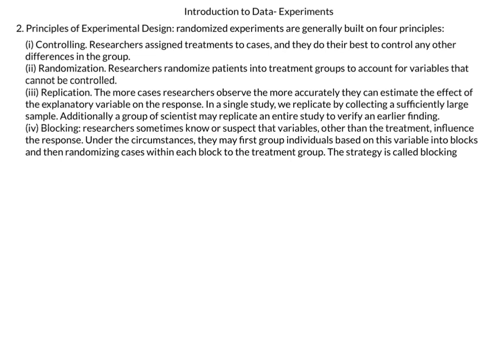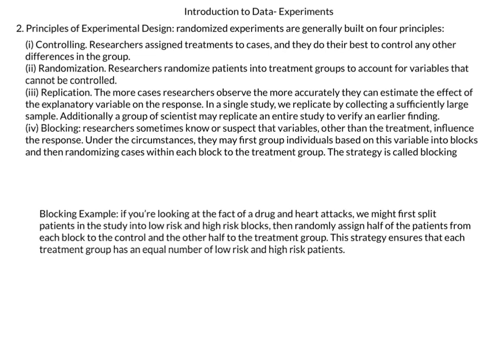The next principle is blocking. Researchers sometimes know or suspect that variables other than the treatment influence the response. Under these circumstances, they may first group individuals based on this variable into blocks and then randomize cases within each block to the treatment group, and this strategy is called blocking. For our example of blocking, we're going to use a drug that we're going to propose might prevent heart attacks.